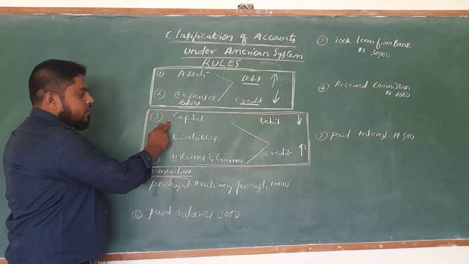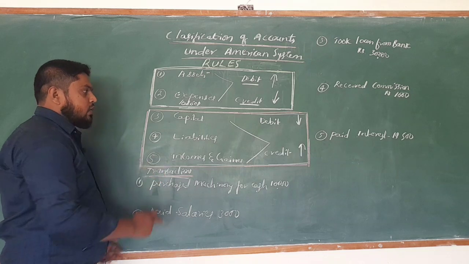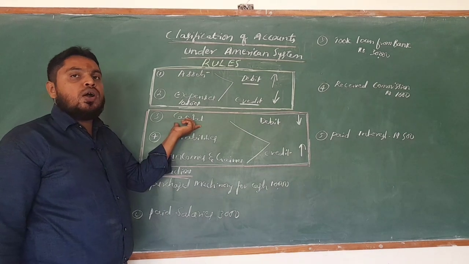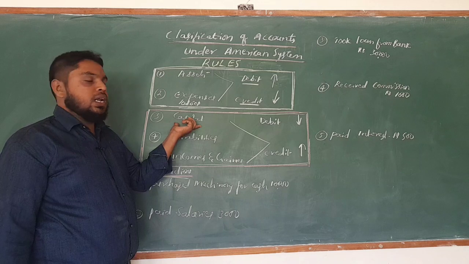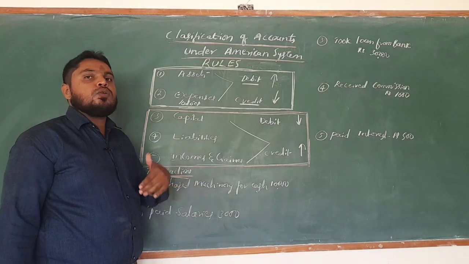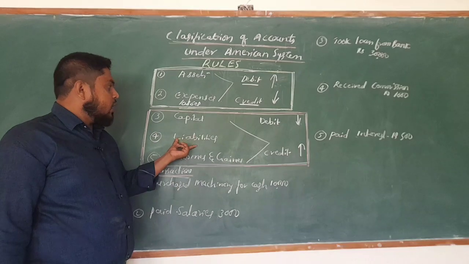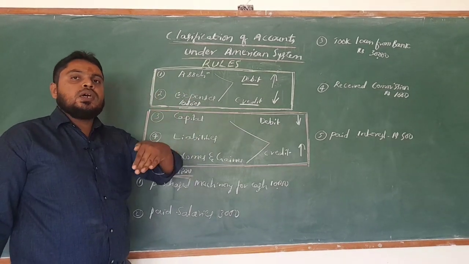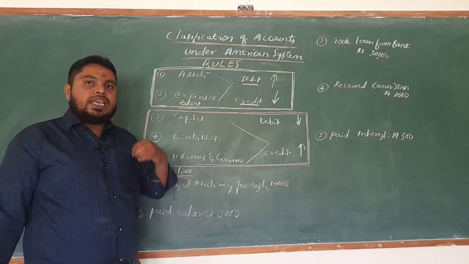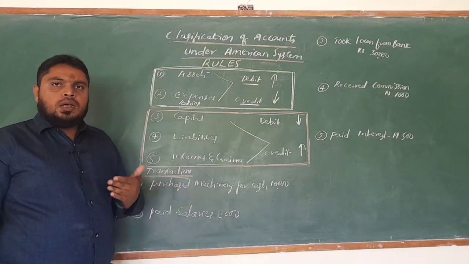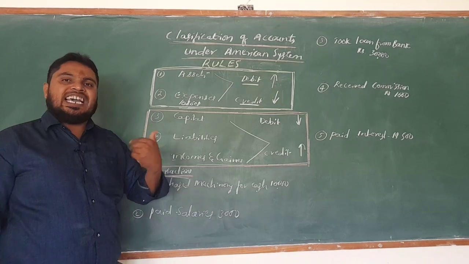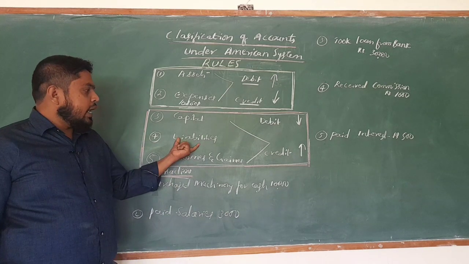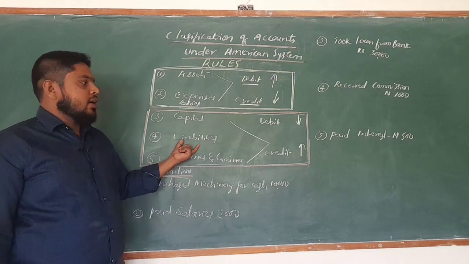Now, capital, liabilities, incomes and gains. Capital is the money introduced by the owner to start the business. Capital may be in the form of cash or in the form of goods. Next, the liabilities: what the business has to pay to others. For example, loan, bank overdraft, outstanding expenses, creditors, bills payable. All liabilities, short-term and long-term.